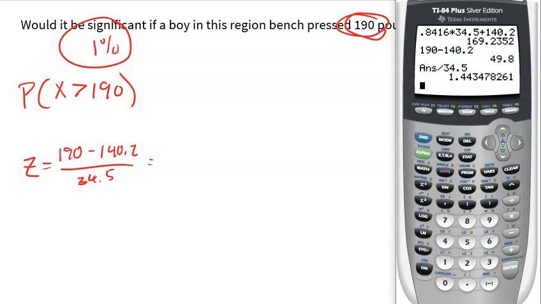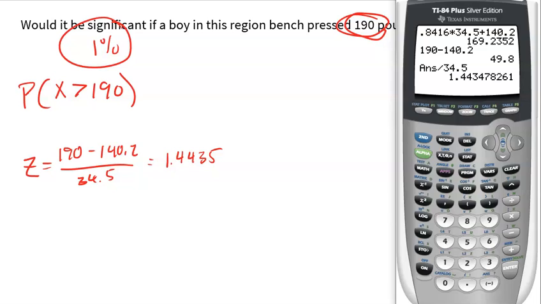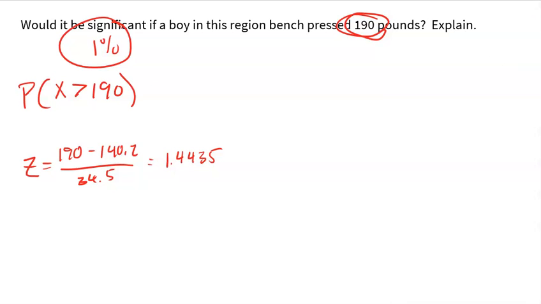I can't tell you how many kids don't divide, and do the top first. That messes them up. 144.35 divided gives 1.4435. All right, so now I'm trying to find the probability that my z-score is more than 1.4435.